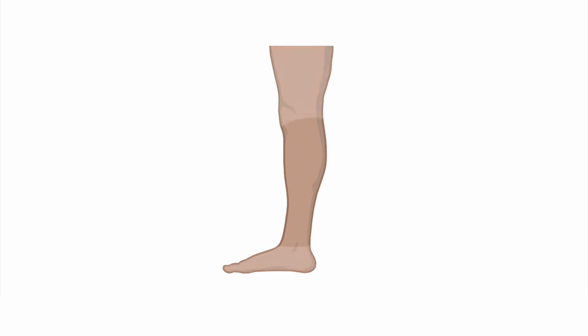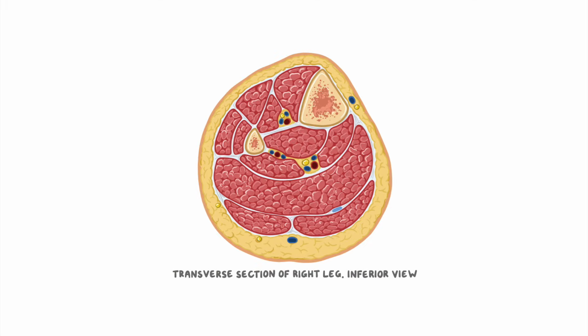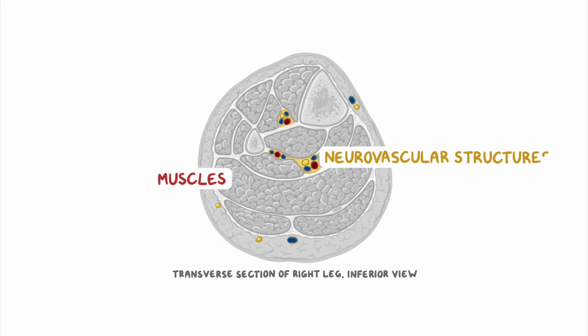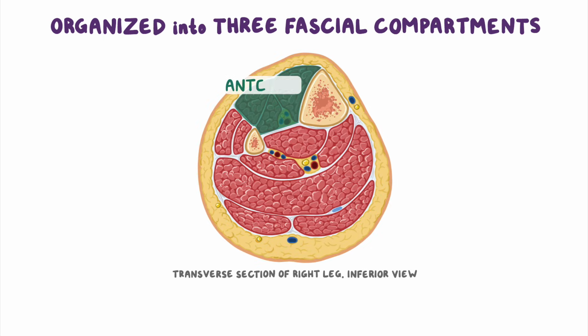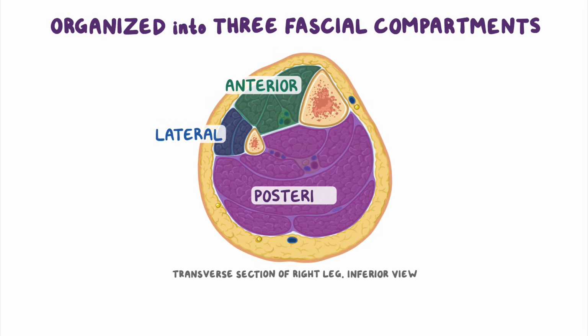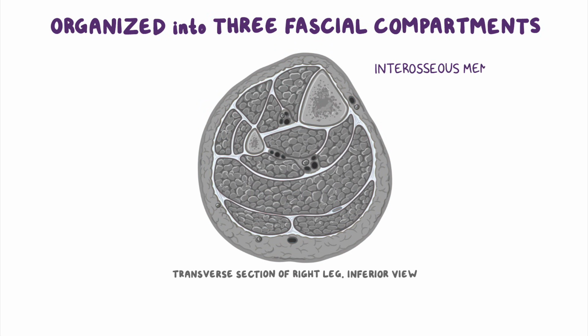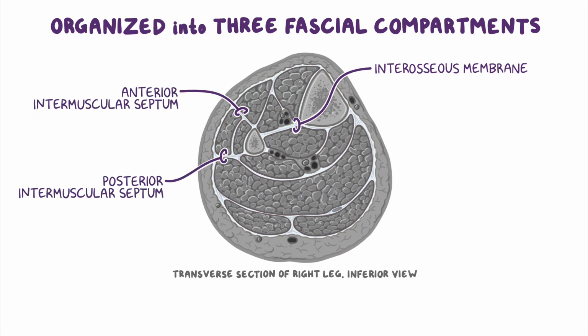The leg is the region of the lower limb between the knee and the ankle. It's a tightly packed region consisting of muscles and neurovascular structures. The leg is organized into three fascial compartments: anterior, lateral, and posterior, which are formed by the interosseous membrane, the anterior intermuscular septum, and the posterior intermuscular septum.